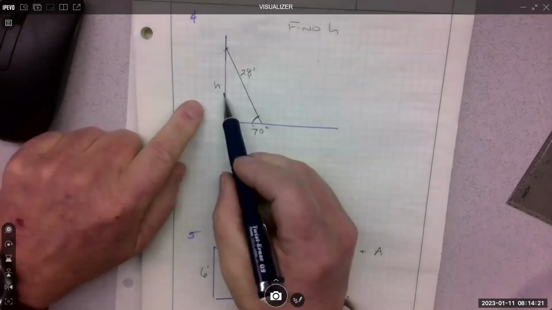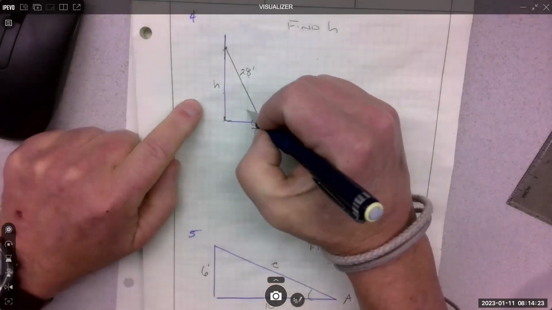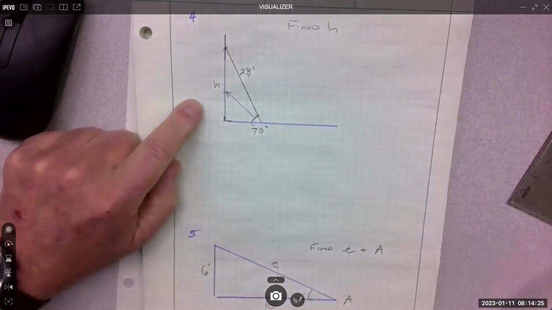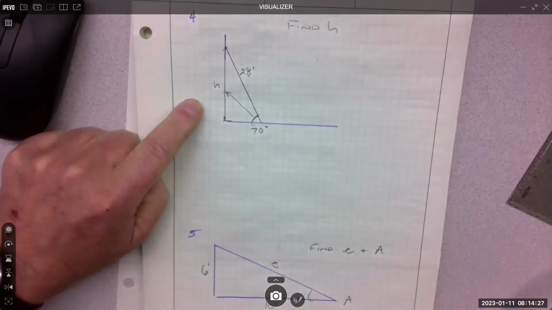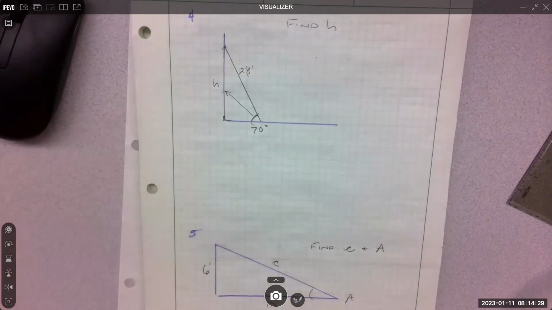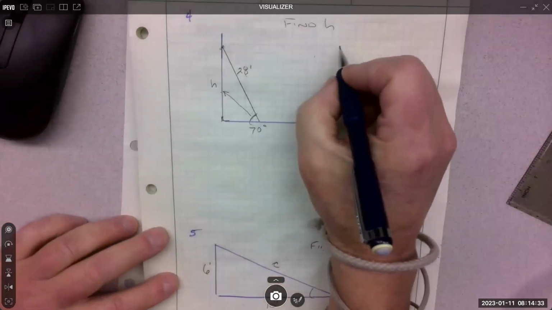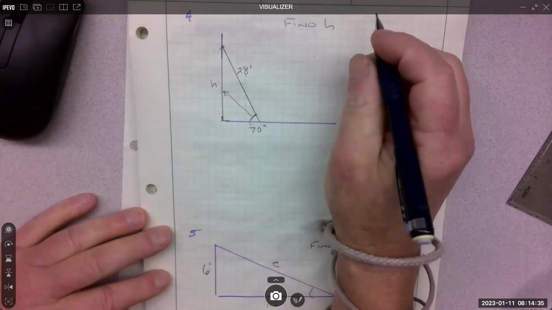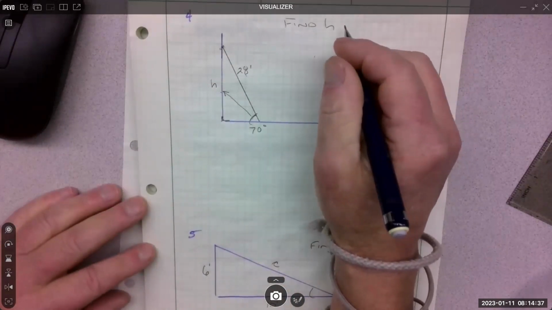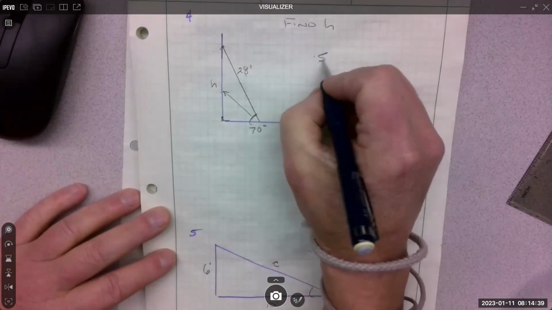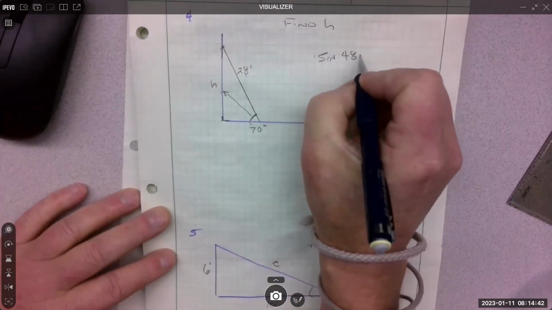How are we going to get H? Yeah, not law of sines. Like it though. Law of sines is that whole sine A over sine. Sine, cosine, and tangent is the trig functions, right? So sine 48. Why sine?